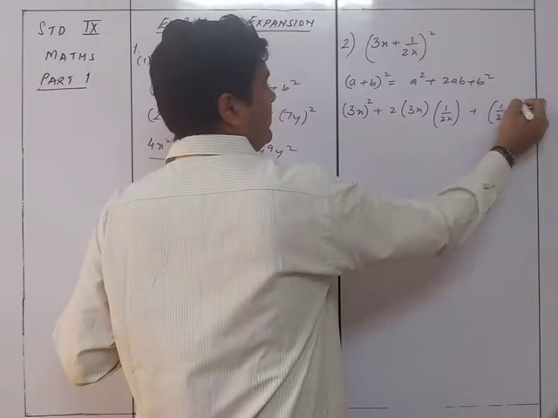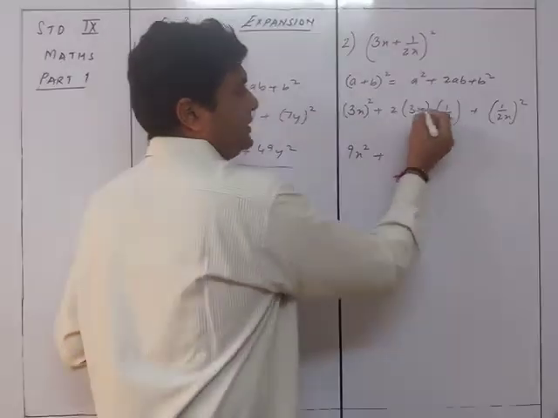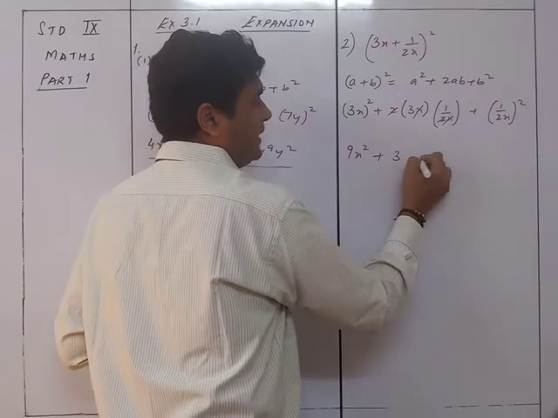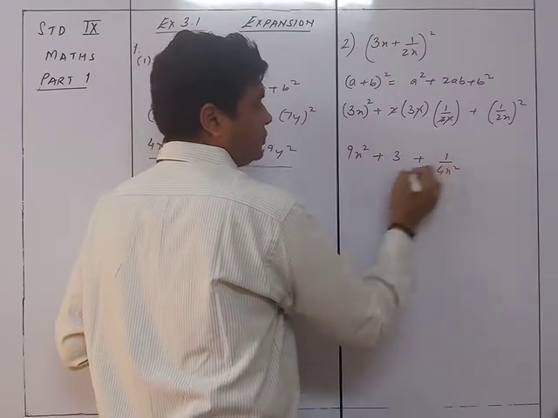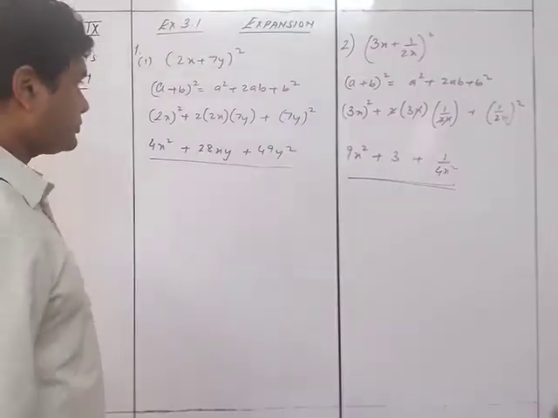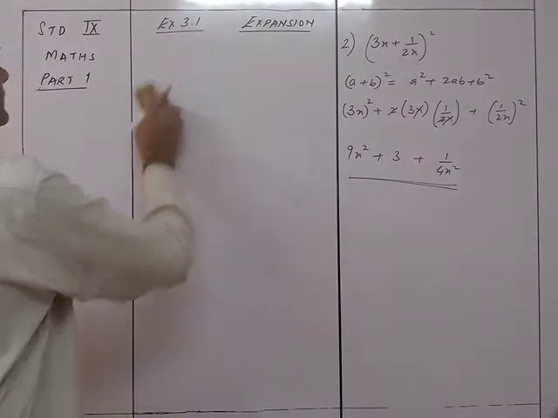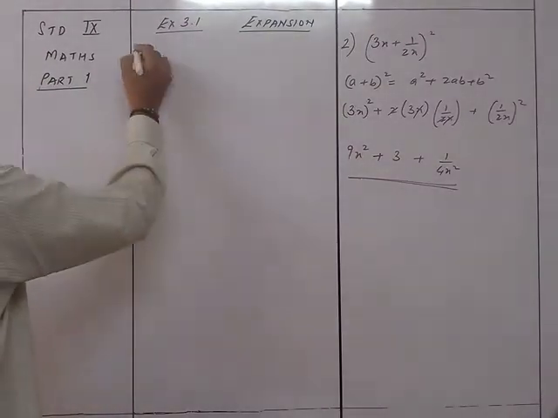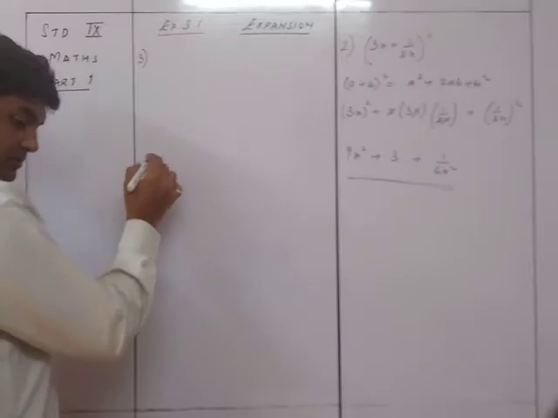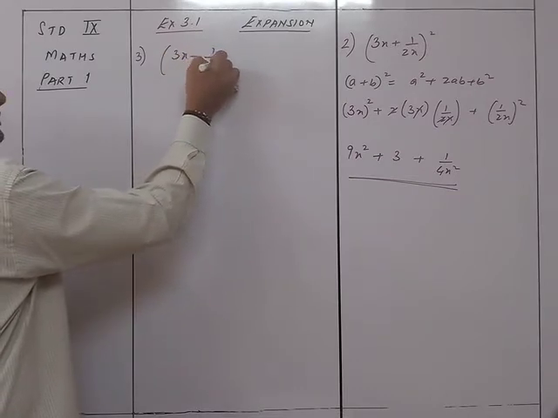Right, so that will be giving you 3x square will be 9x square plus this x and x gets cancelled and this 2 and 2 gets cancelled. It will be 3 plus 1 upon 4x square. So that's the answer for sum number 2. We now move on to sum number 3. It's 3x minus 1 upon 2x the whole square.